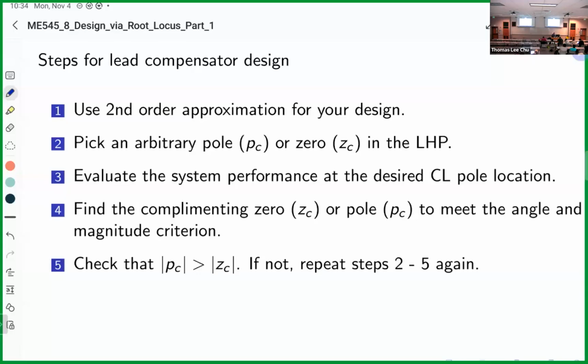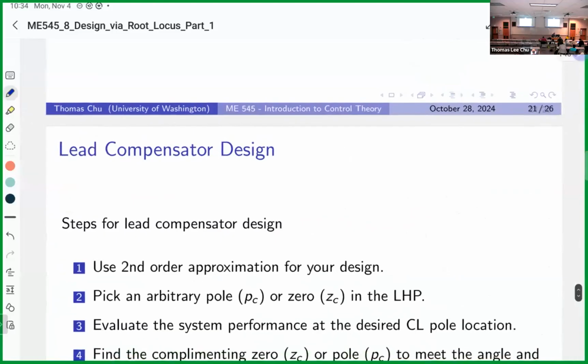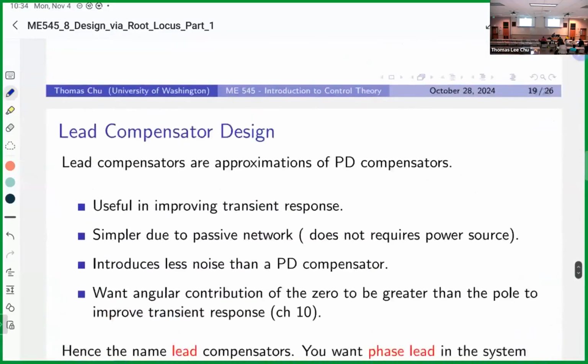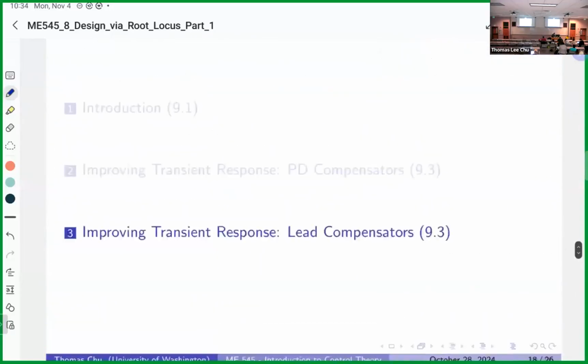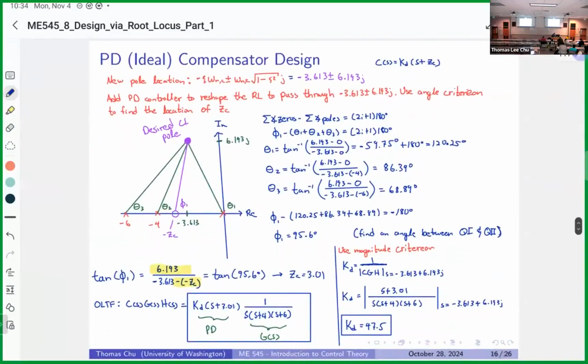All right, so I'm going to just recap a little bit of where we ended last week. So we basically were doing PD controller design, and in PD controller we added a zero to our system. Maybe I'll just go a little further back. And the idea of PD controller is that by adding a zero to our system, we're able to change the trajectory of our closed loop poles. So we're basically able to change the root locus, the shape of the root locus.